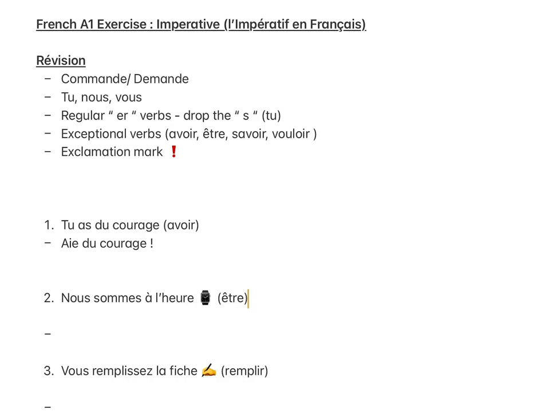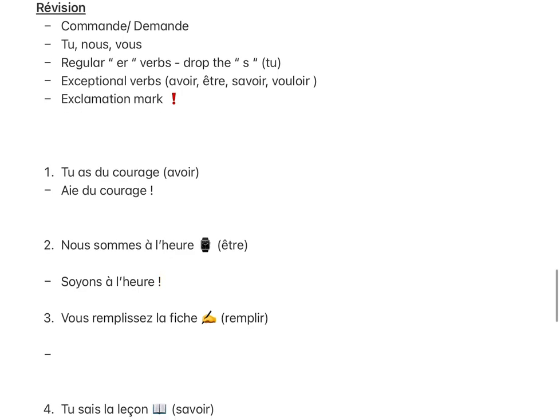So in this case, the imperative form for the verb être with respect to the subject pronoun nous, we get soyons, and then the remaining sentence as it is. And of course, we add the exclamation mark. Soyons à l'heure, which means let us be on time. Moving on to the next one.